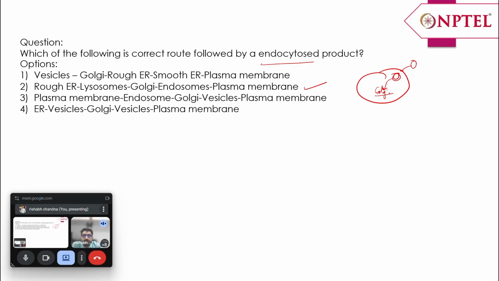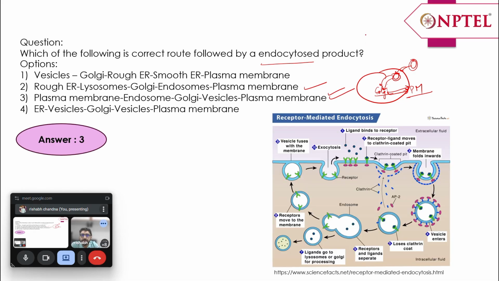From Golgi, it moves on because it also has some receptors that are internalized. The Golgi helps in movement of this particular receptor to the plasma membrane. So it will be from the plasma membrane to the endosome to Golgi. Then through Golgi, in the form of vesicles, it will move to the plasma membrane. So this will be the route of the endocytosed product. So this is option number 3.